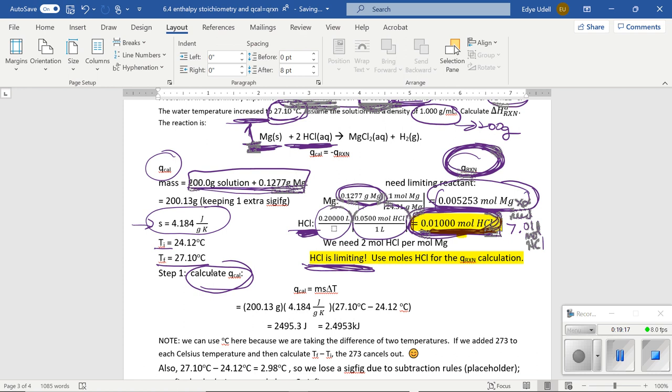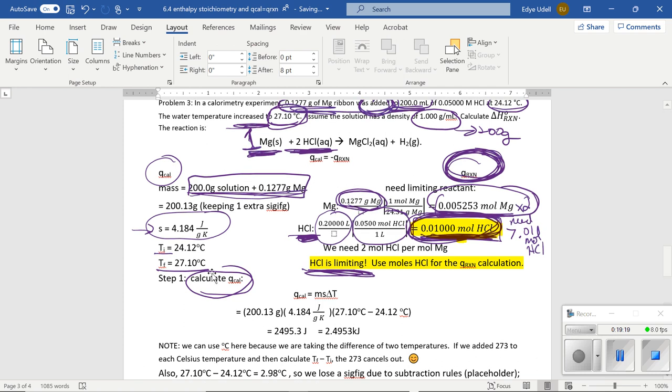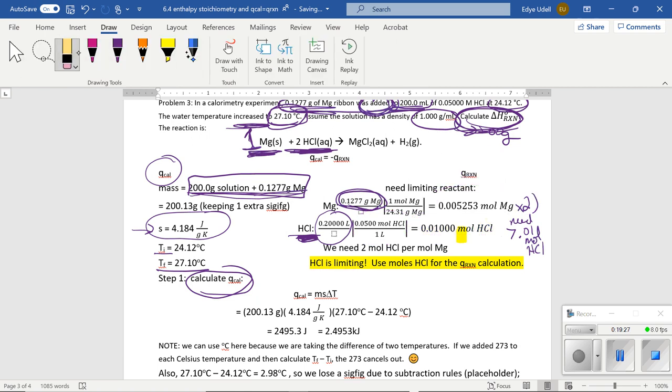Over here, let's see, what was I looking for? Calculate the heat of reaction. So on the Q reaction side, I have so much written out here. It's starting to look far too complicated.